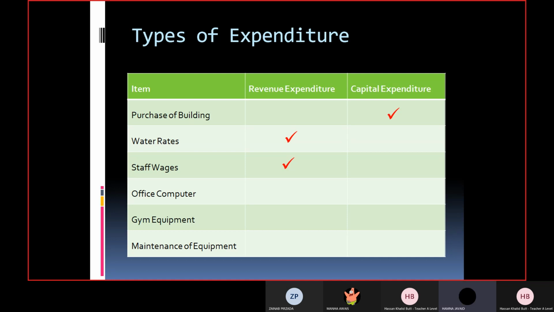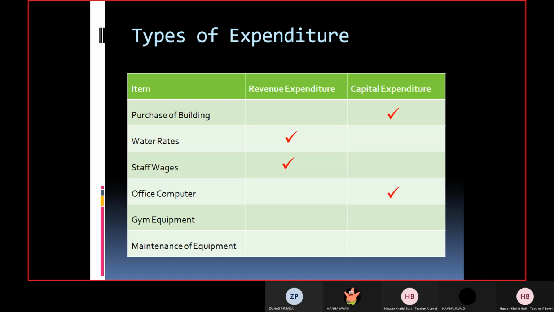Sir, it's a capital expenditure because it is a fixed asset of the business. You buy it once and it stays. Yeah, absolutely. It's a fixed asset. It stays with the business for more than a year, and you get the benefit for more than a year by spending only once, and it increases the capacity of the business as well. By using office computer, you might be able to provide services or produce goods faster. So capacity will increase. Yes, correct. This is a capital expenditure.